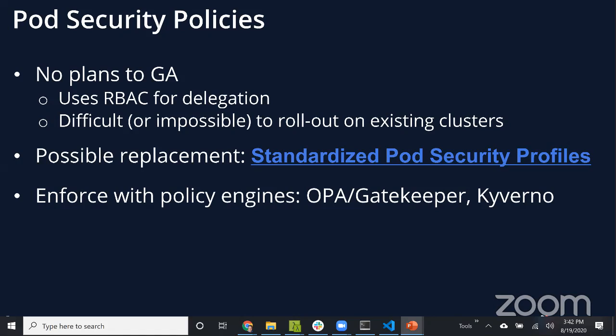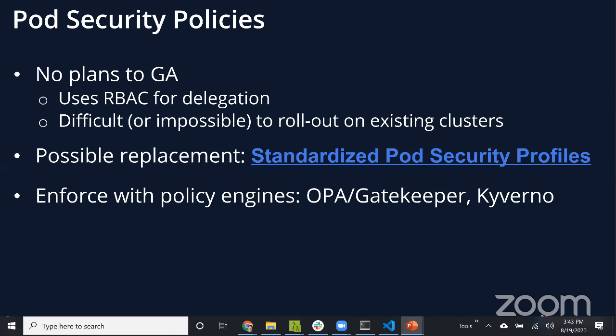The reasoning why PSPs are not being moved to a GA or stable state comes from real world experience. First off, PSPs tie into RBAC and auth control, and they're fairly complex to configure and manage at scale. You end up with several different levels of policies for different types of pods, and somebody has to manage all of that. The other aspect, and perhaps the main issue, is that if you have an existing cluster and existing workloads, there really is no proper way to roll out PSPs. It's all or nothing. If you enable them, your non-compliant workloads are immediately going to break.